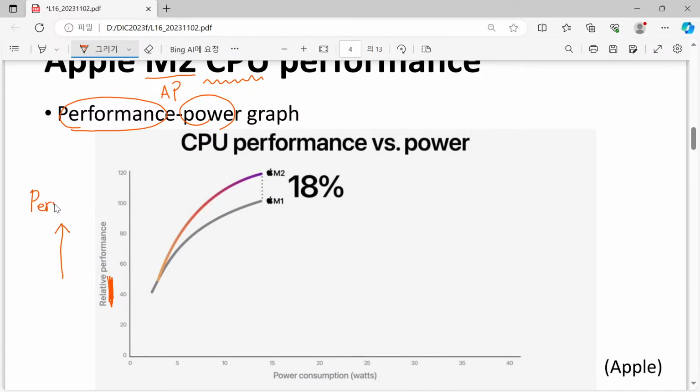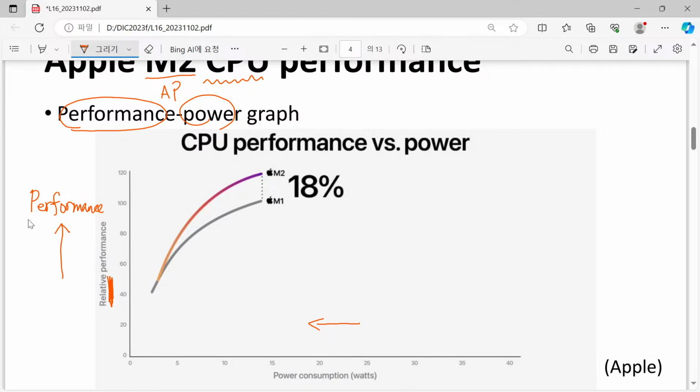So high performance is our desirable one. And what is this axis? This horizontal axis is power consumption. Of course, the desirable direction is like this. So we wanted to have low power consumption and at the same time high performance.